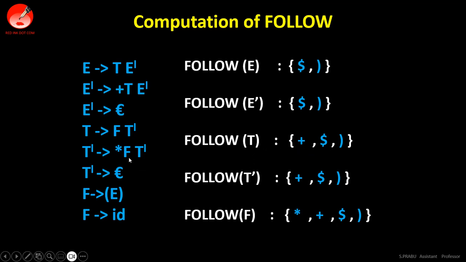F can be present in another production also. So T dash first we have already added, and follow elements are also present in this F. So we need not do anything. So these are the follow elements of all the non-terminals present in this grammar. Next we are going to construct the parsing table.